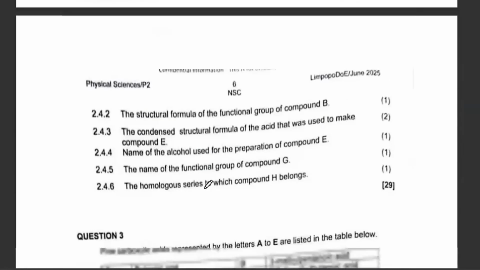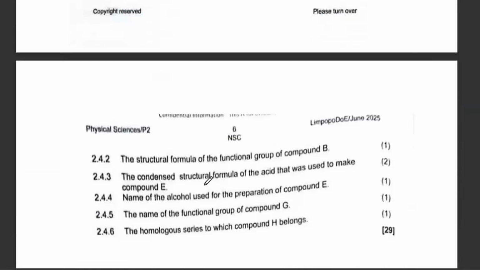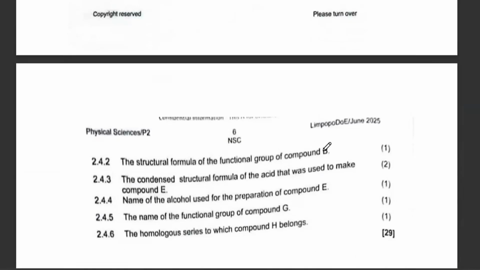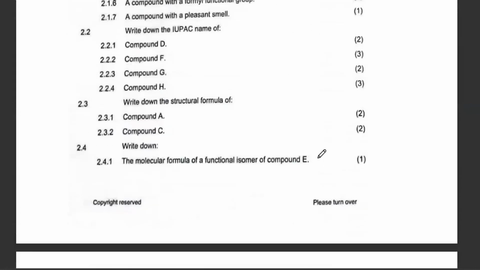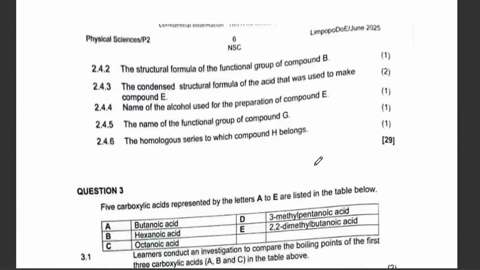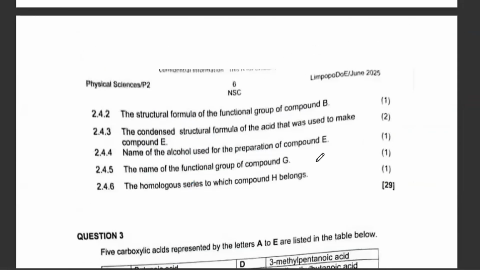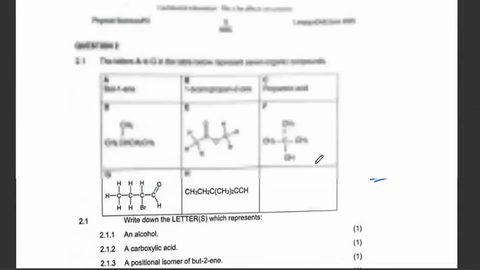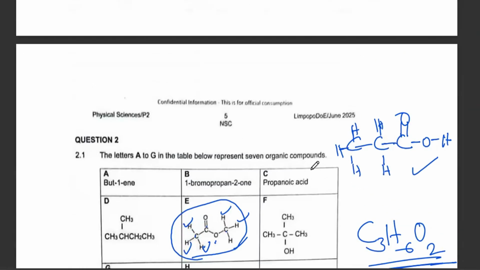Then question 2.4, they're saying the structure formula of functional isomer of B. Structure formula of functional isomer of B. Oh, they are looking for the structure formula of functional group of B, not functional isomer.